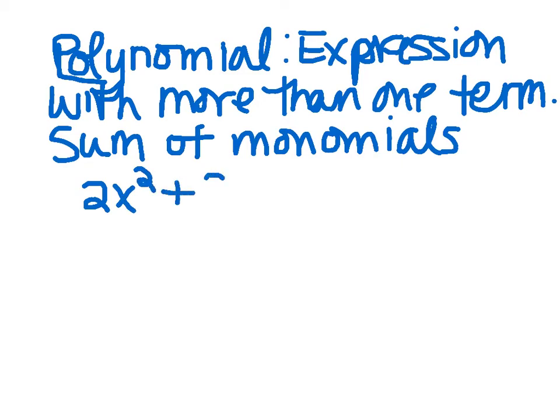2x squared plus 3xy plus 6y squared. Okay, this is a polynomial. You can see that there are addition signs there, and there are many terms. Each of these is a monomial. It's the sum of these monomials. In fact, this has a special name.